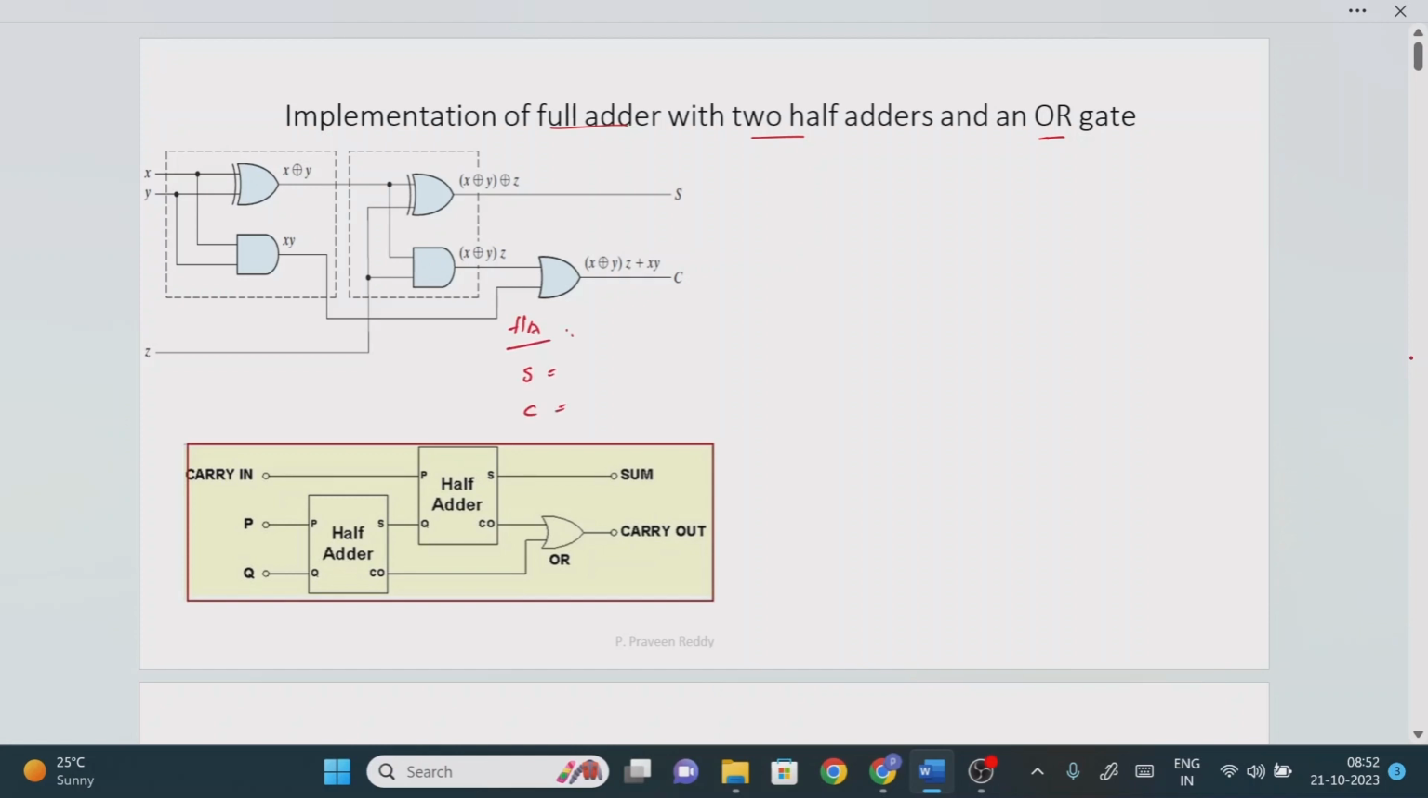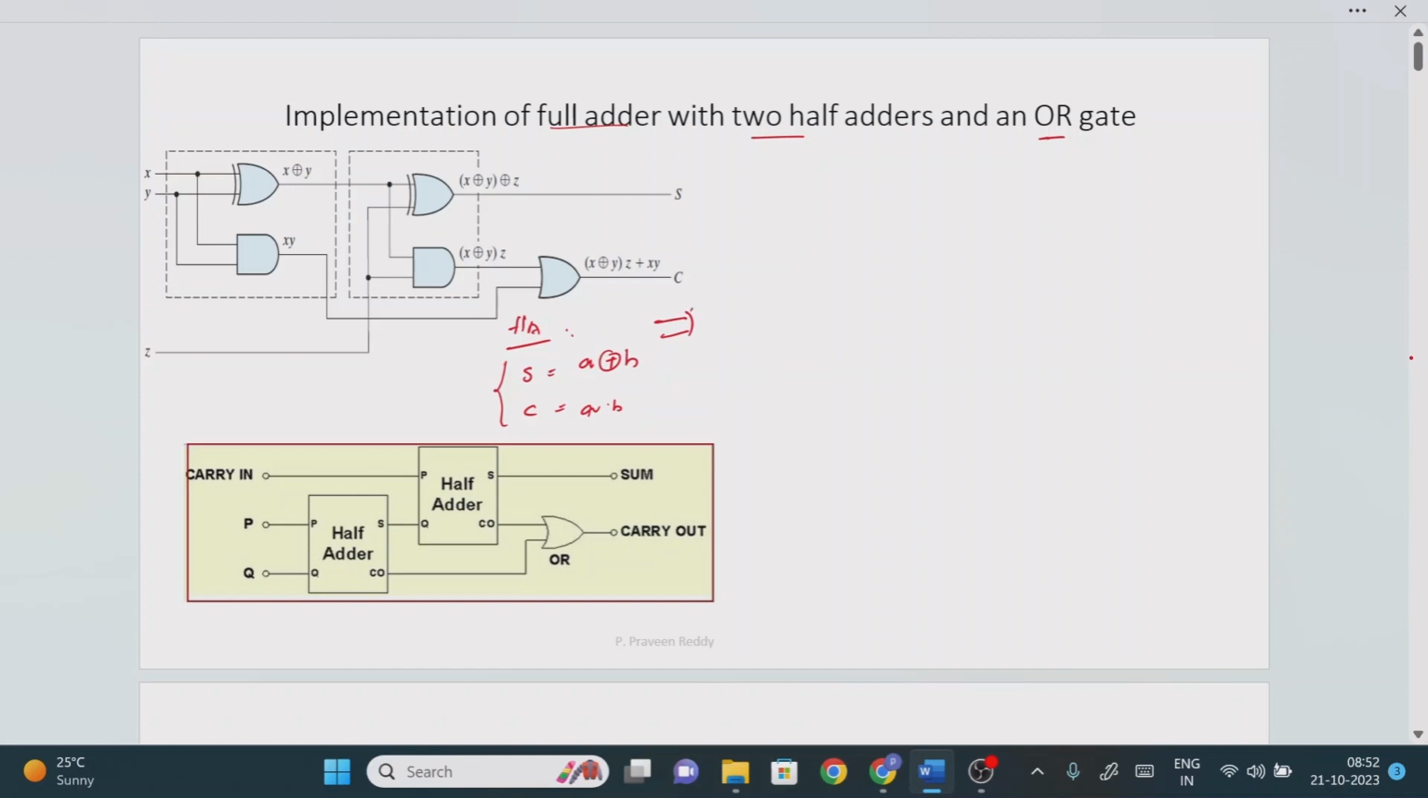What is the expression for sum? A XOR B. What is the expression for carry? A into B. This we have obtained from the half adder design. So instead of designing the half adder one more time, I'm just writing the expression for sum and the expression for carry.